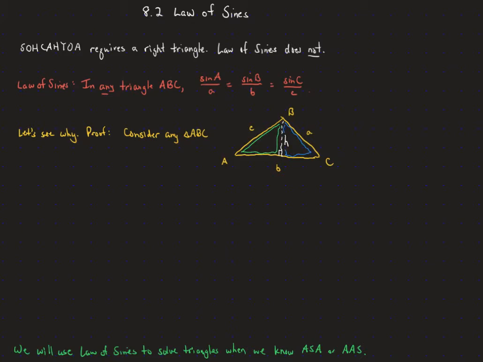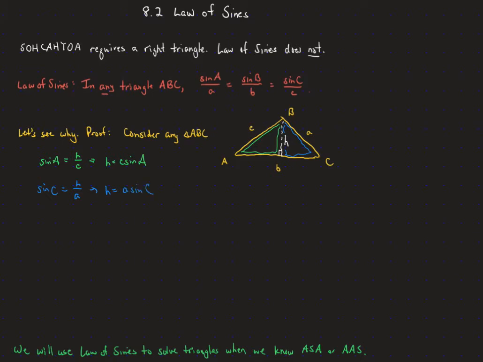Using the right one, we can say that the sine of angle A, now we can use SOHCAHTOA because we do have a right triangle, is going to be H over C, and solving that for H, we get that H is equal to C sine A. So we put that aside for a minute and look at the blue triangle. In the blue triangle, the sine of angle C is opposite over hypotenuse, and solving that for H, we get that H is A times the sine of angle C.